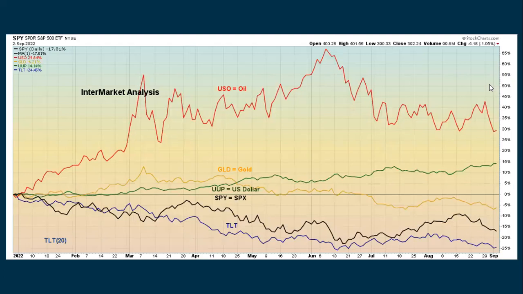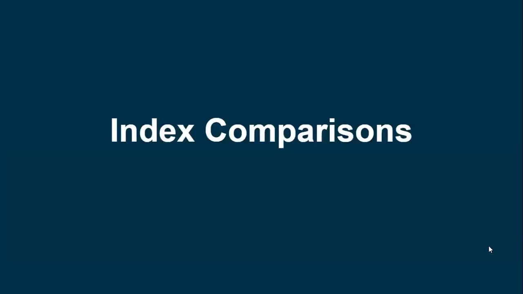Here's our intermarket analysis chart showing how oil has been up the strongest, followed by the dollar, and then we have gold, stocks, and bonds all negative going back to the beginning of the year.